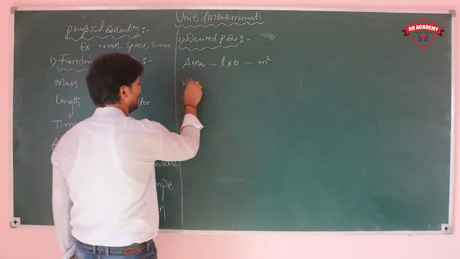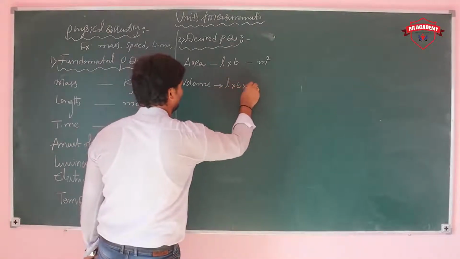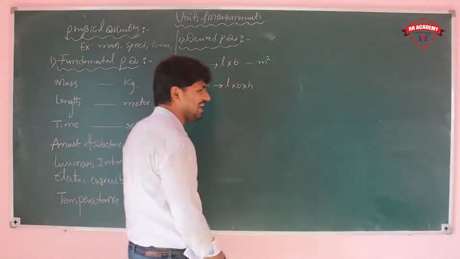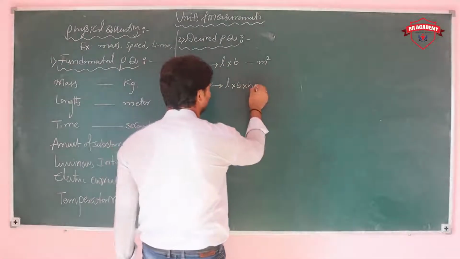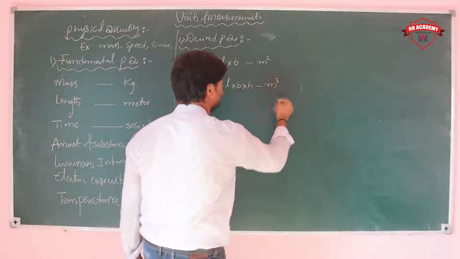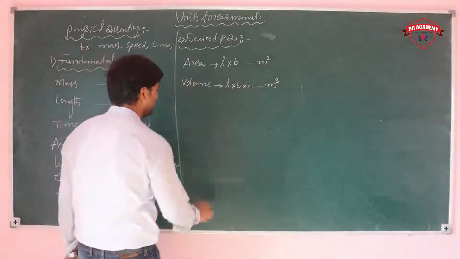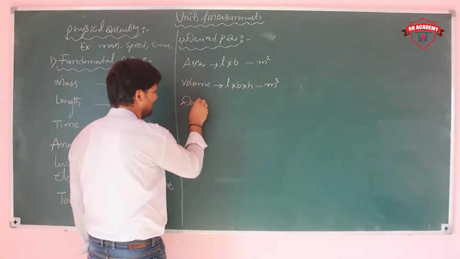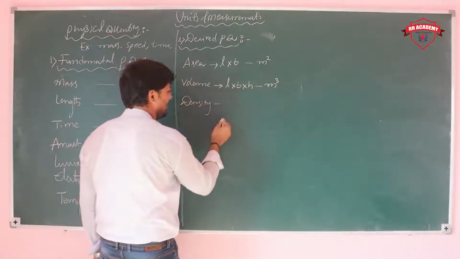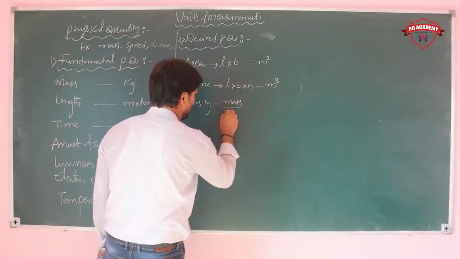Next, volume. Volume is length into breadth into height, and the unit is meter cube. Next, density. Density generally means mass upon volume.